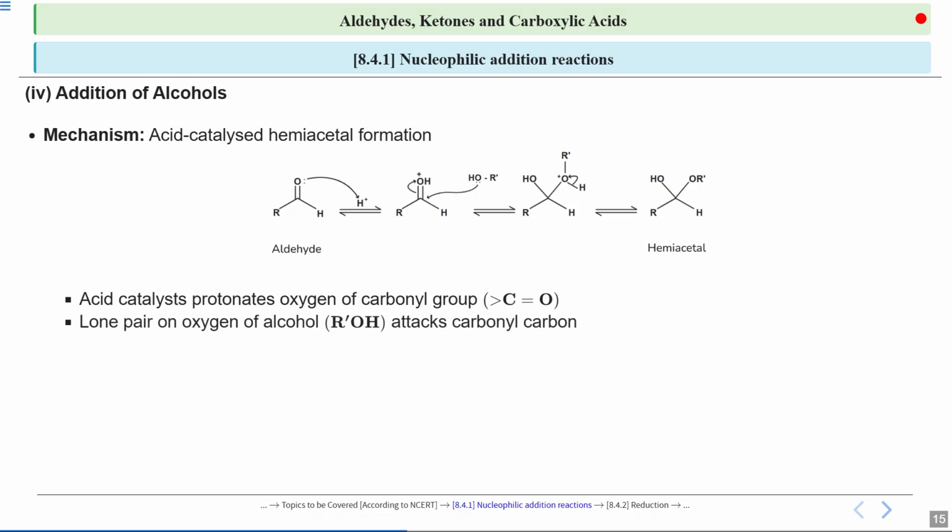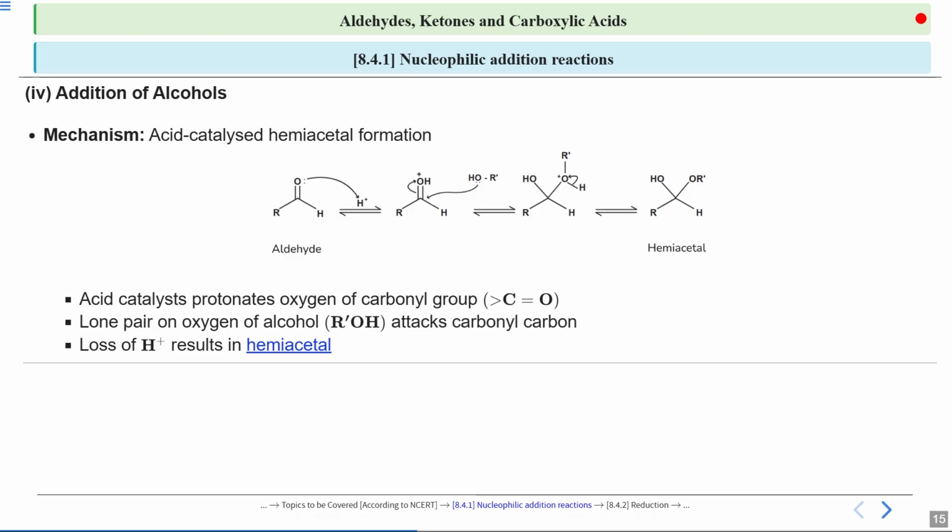The second step is that the lone pair on the oxygen atom of the alcohol attacks the carbonyl carbon. Now we have an alcohol. In the alcohol, oxygen has lone pairs. So oxygen with its lone pair will attack the carbonyl carbon. This breaks the C double bond O, and the oxygen becomes neutral. So you will get this intermediate.